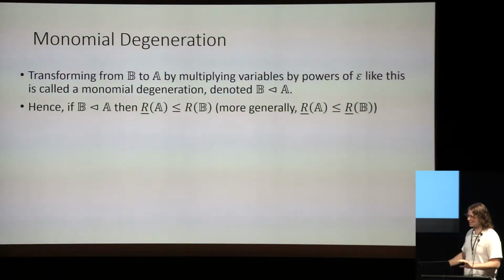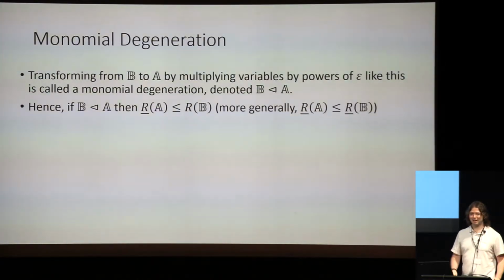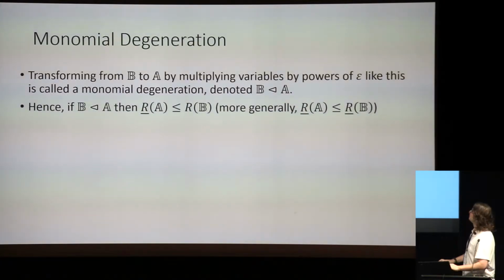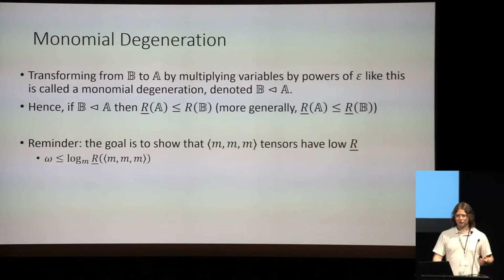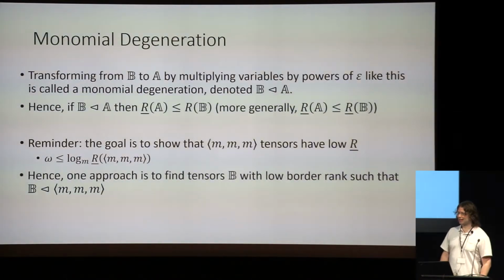And by the same kind of argument we just gave, if there's a degeneration from B to A, then the border rank of A is less than or equal to the rank of B. And more generally, you can even see the border rank of A is less than or equal to the border rank of B. So as a reminder, our goal in these matrix mult algorithms is to give border rank upper bounds for matrix mult tensors. And so one approach to doing this is to find tensors B that we know have low border rank and show that they can degenerate to matrix mult tensors. And this is basically what all the best known matrix mult algorithms do.